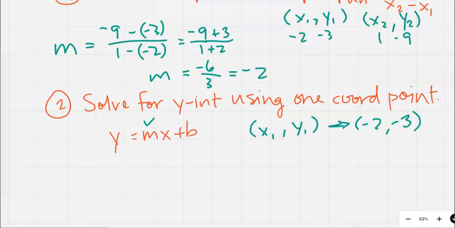Is there some sort of magic trick in terms of using one point over the other? Like I said, doesn't matter. You're welcome to do the same exercise with 1, -9. You may find it to be slightly easier, and you'll still get the same value for b.